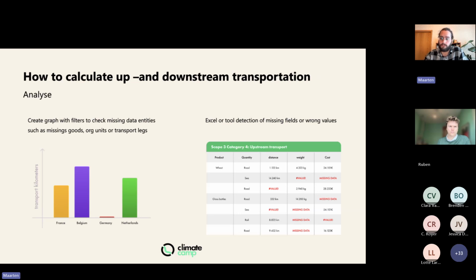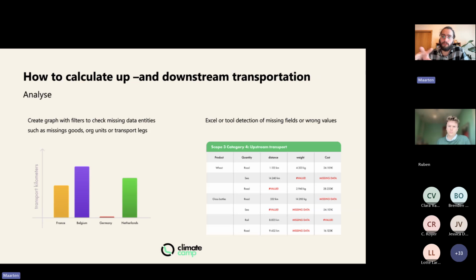For example, does all the purchased goods have transportation data linked to it? Are there certain goods which have not? If they don't have transportation distance linked to it, then there is something wrong. Are all transport legs accounted for? Are all org units accounted for? So this is a high-level macro analysis to see that no wrong exports happened or wrong imports happened.